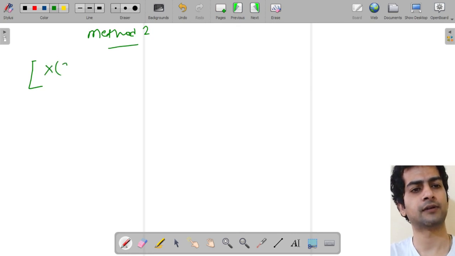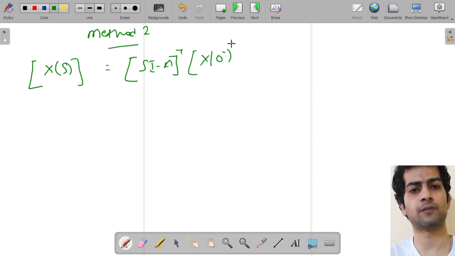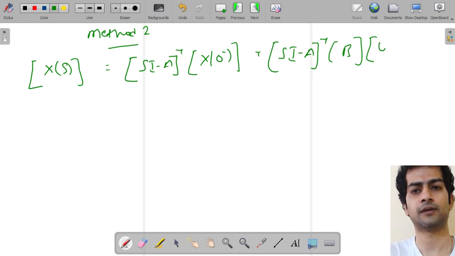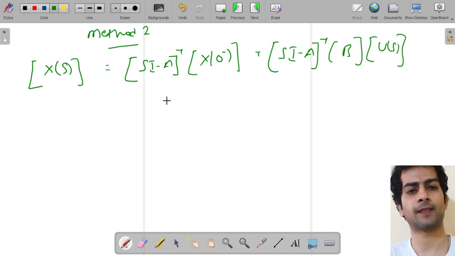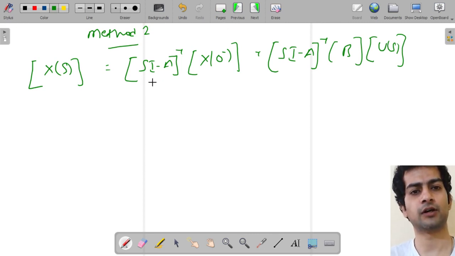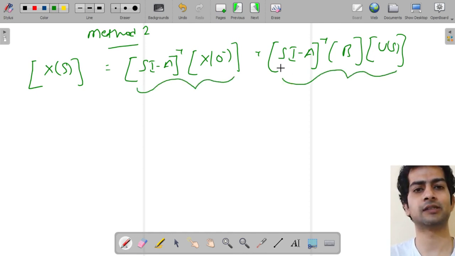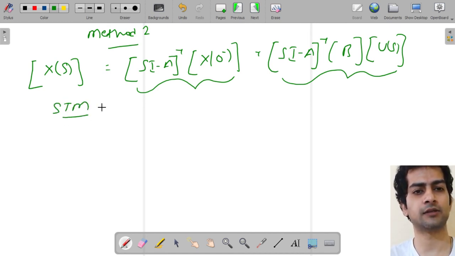We were getting the state variable X(s) is (sI minus A) inverse x(0) plus (sI minus A) inverse B U(s). Okay. Now let's see. We will do it in two parts. First, we will find out this, then we will find out this, then we will add them. Anyway, we have to find the STM, as the STM is in both.